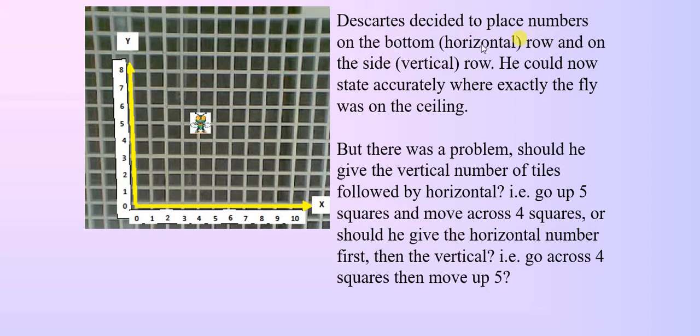Descartes decided to place numbers on the bottom, here you go, and on the side, here you go. He could now state accurately where exactly the fly was on the ceiling, because this can be described by the numbers 5 and 4. But there was a problem. Should he give the vertical number of tiles followed by the horizontal? So 5, then 4: go up 5 squares, then go across 4 squares, or should we go 4 squares first, then 5 squares up?